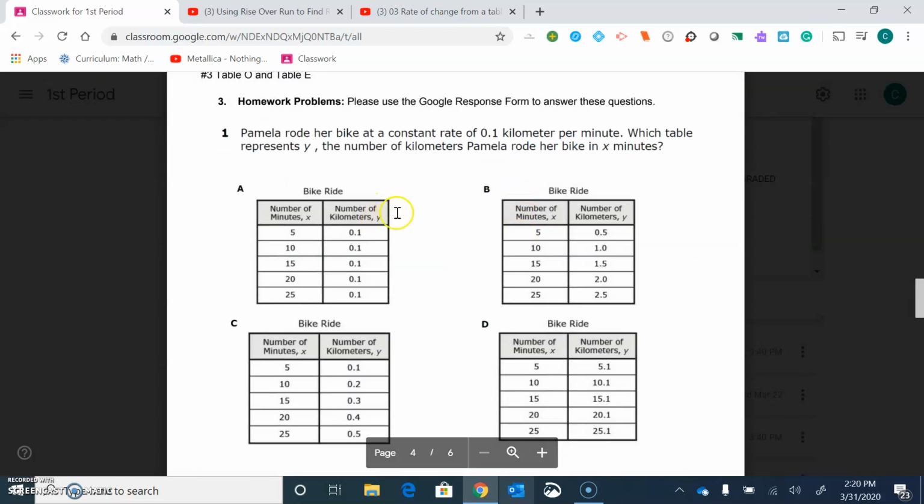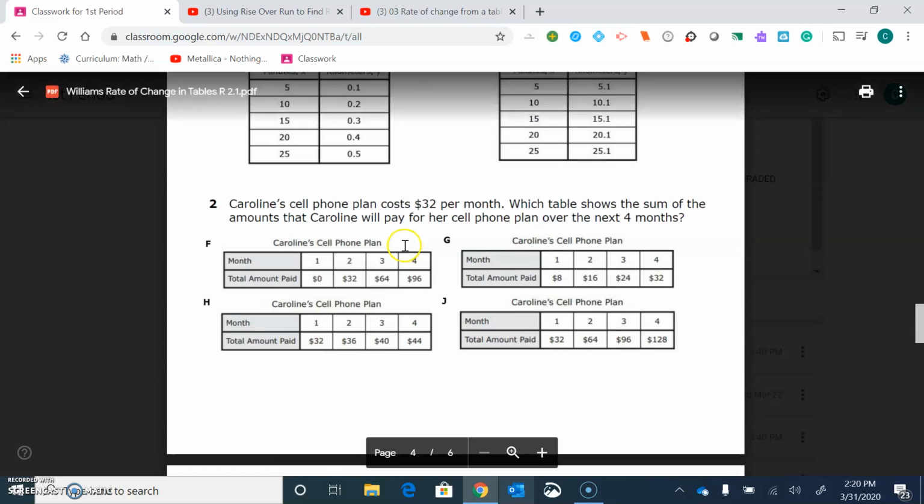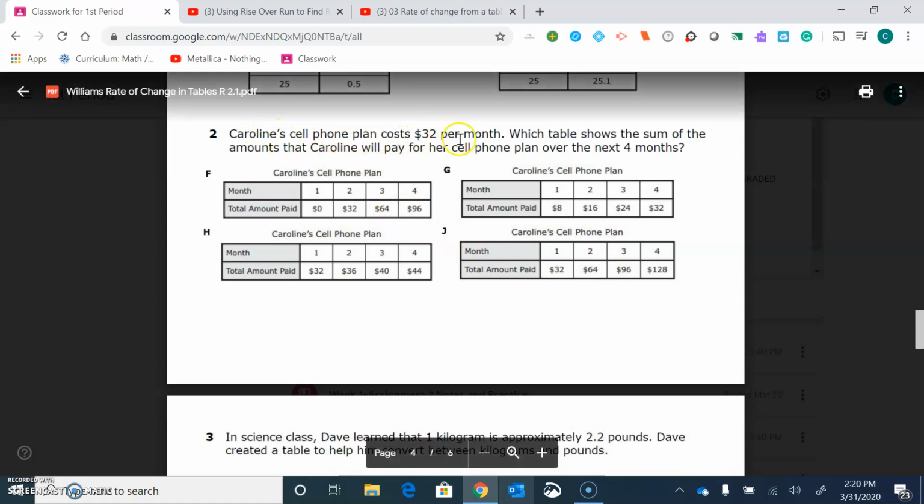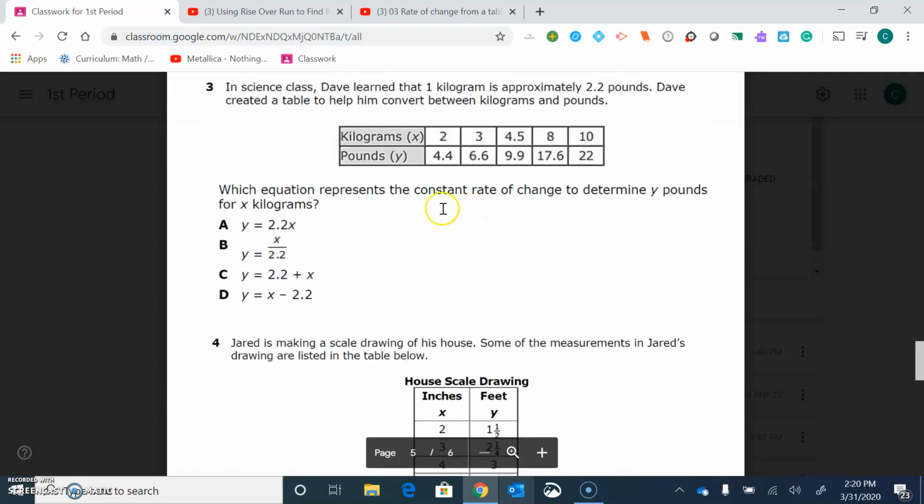You're going to do the same thing for the homework part. And again, I'm not going to help with this until after it's due because I don't want to give you the answers. But Caroline's cell phone costs $32 per month. Which table shows the amount she will pay for 4 months? So if it's $32 per month and she's looking at 4 months, what should we do there? I mean, you guys all know what to do there.